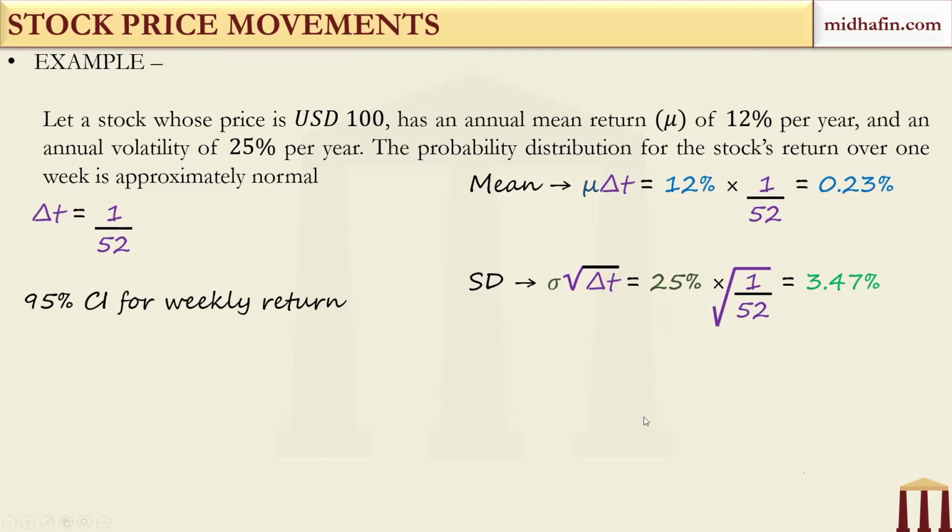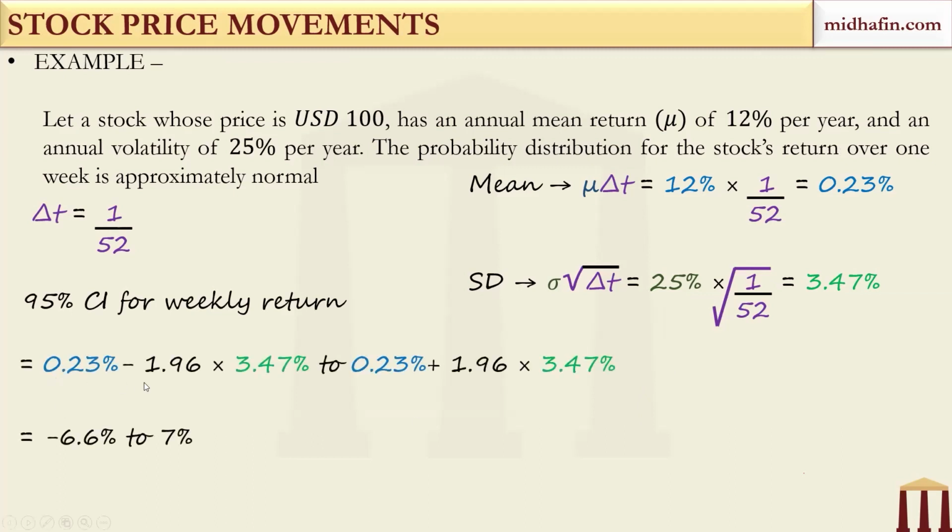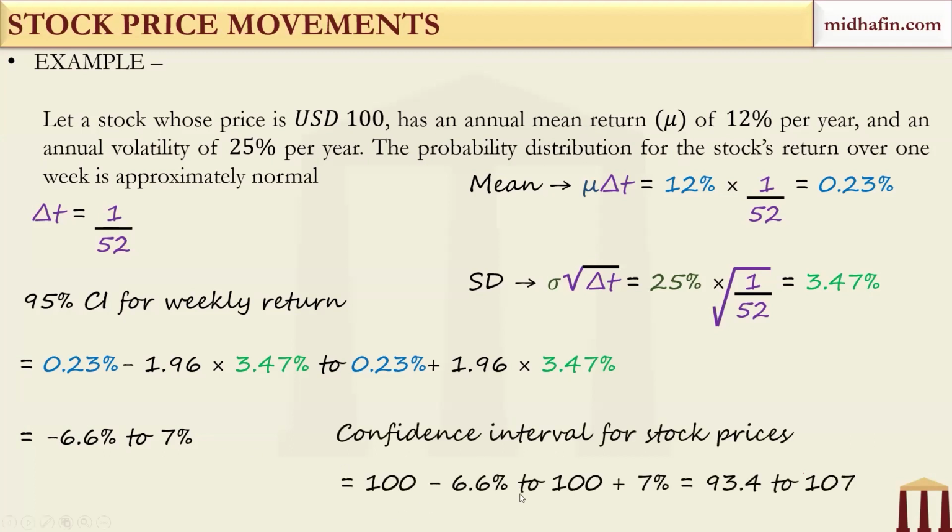So here, mu minus 1.96 times standard deviation, to mu plus 1.96 times the standard deviation. We get the return values at minus 6.6% to 7%. So these are the upper and lower bounds, which I'm 95% confident that this will happen over the next 1 week. These will be the returns. So what are the bounds for stock prices? I have the returns. I can calculate the stock prices. 100 minus 6.6% to 100 plus 7%. So that is 93.4 to 107. Okay, this is the price range for stock price over 1 week.